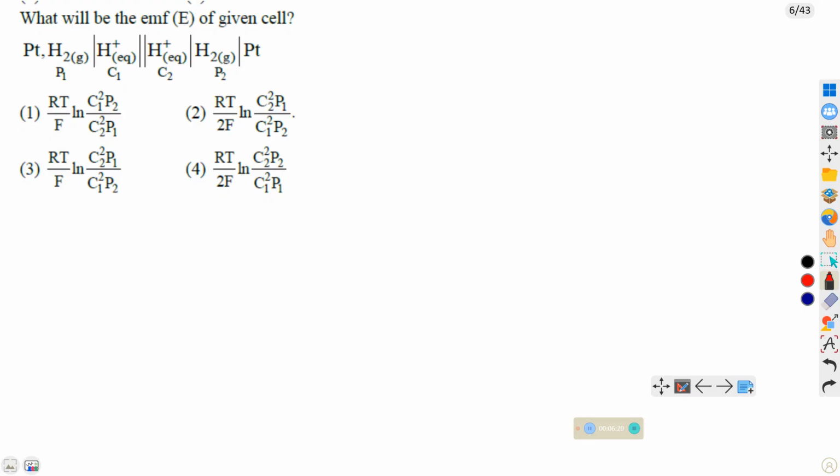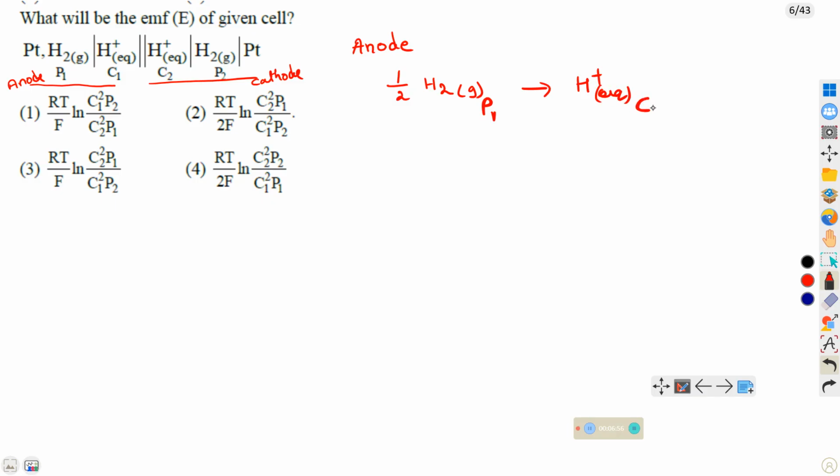What will be the EMF of the given cell? Cell is given. Two parallel lines represent the salt bridge. Salt bridge left side equation is the anode equation. Salt bridge right side equation is considered as the cathode equation. At anode, oxidation takes place. Half H2, H2 is the gas, P1, gives rise to H plus aqueous C1 plus 1 electron.